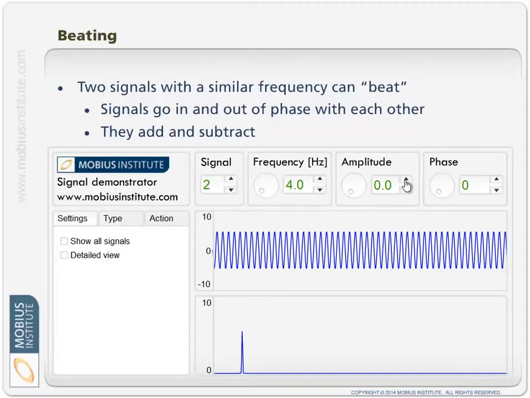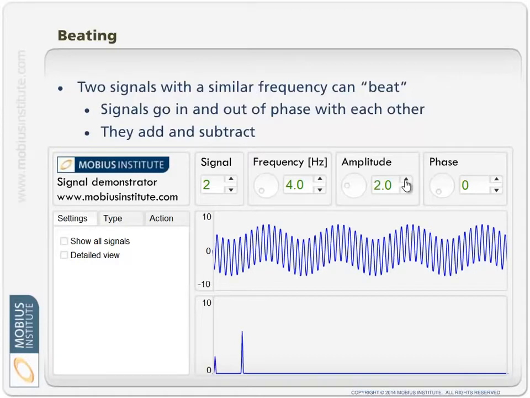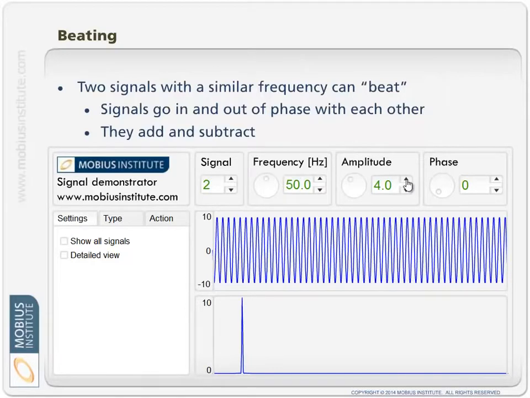I'll give it some frequency, give it some amplitude. Now, right now it's what we saw before. Let's do something interesting. Our first signal was 50 Hertz with an amplitude of 5. So what I'm going to do is change this one to 50 Hertz with an amplitude of 5. And what you see is what you might expect. I've got the two signals adding together.